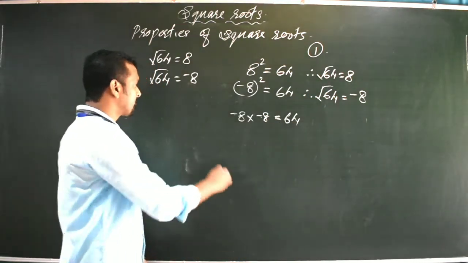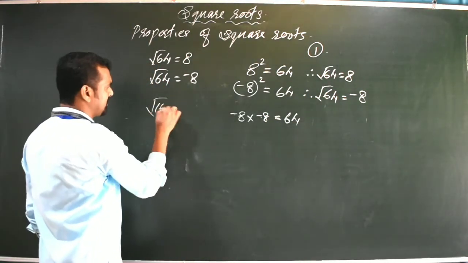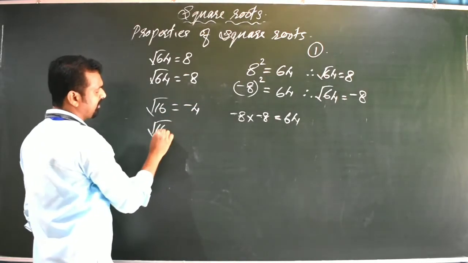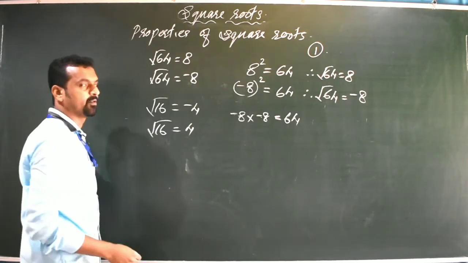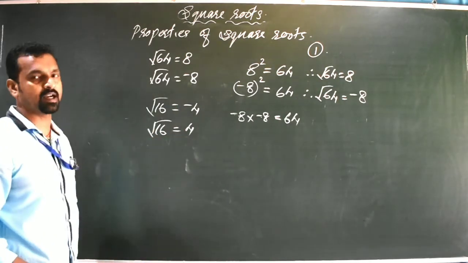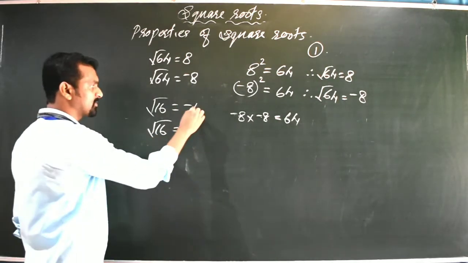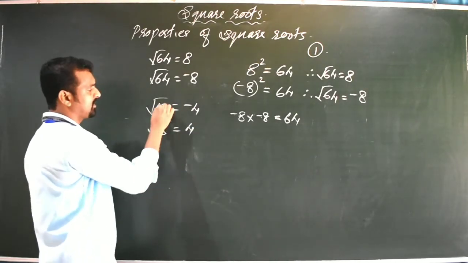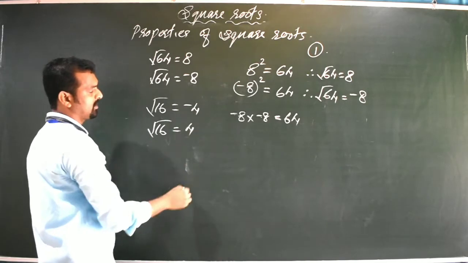The same way, square root of 16 is equal to, we can write minus 4. At the same time, square root of 16 is equal to 4 also. Both positive and negative we can write. Because minus 4 square is equal to 16 and 4 square is also 16. So square root of 16, we can write both minus and plus.